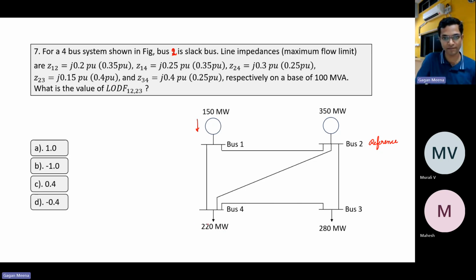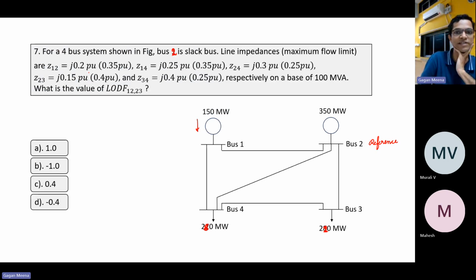Just make it: this is 280 and this is 220, because I have solved it like this only. Bus 3 is 220 and bus 4 is 280. So first of all, you can follow the same procedure which we are following here.